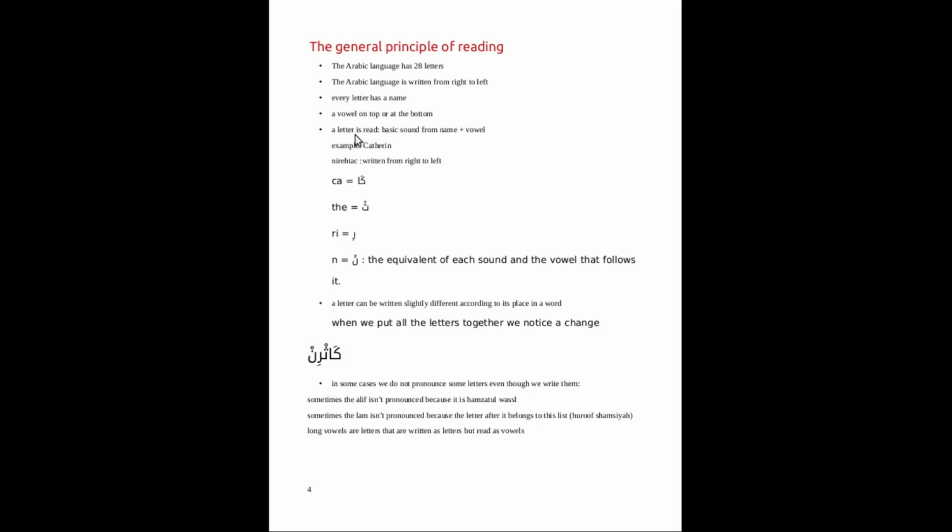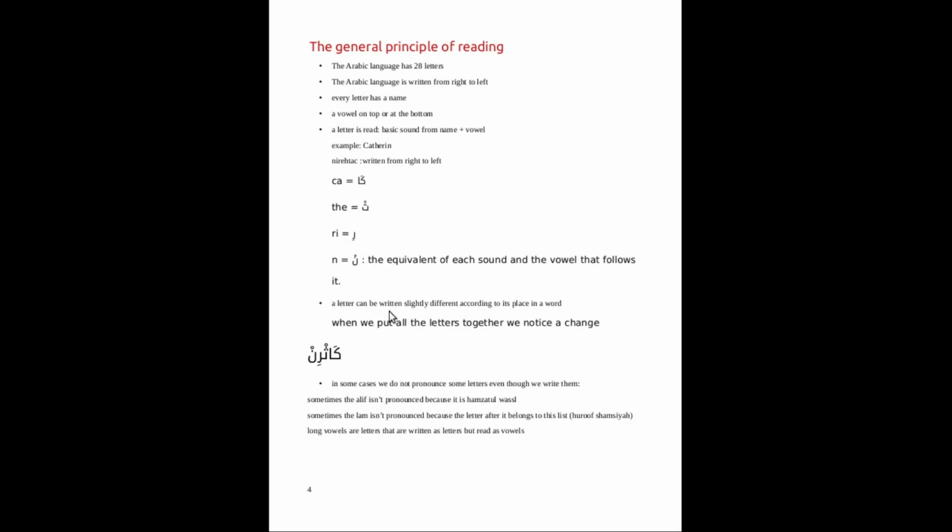And then, how is a letter read? It's actually the basic sound from the name plus the vowel. For example, this is the letter Ra. The R is the Ra. So we don't say Ra'i. We say the basic sound, which is R plus the E. So it's Ri. For example, if you say R plus I equals Ri, then Ra plus Kasra, the E sound, equals Ri as well. You see, it's very similar. So let's just not complicate things.